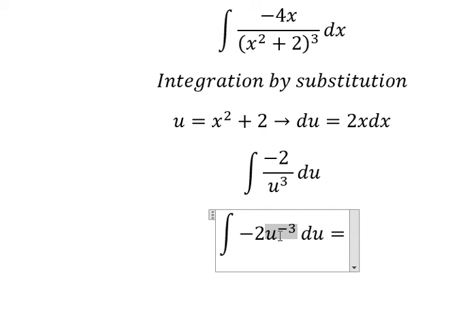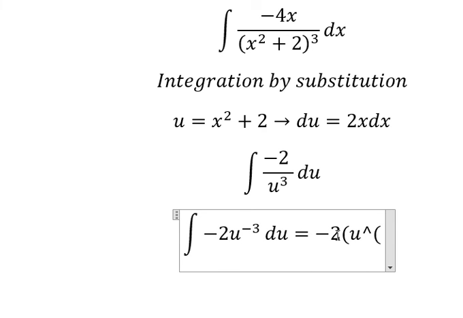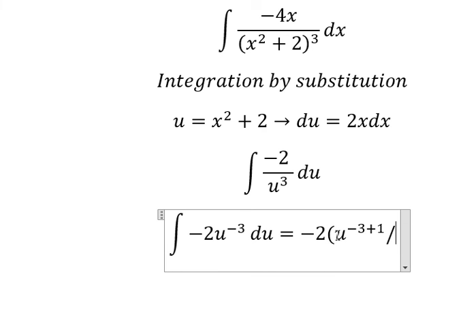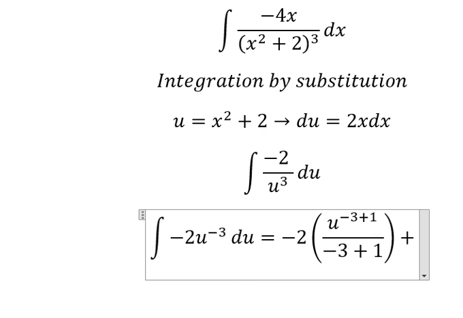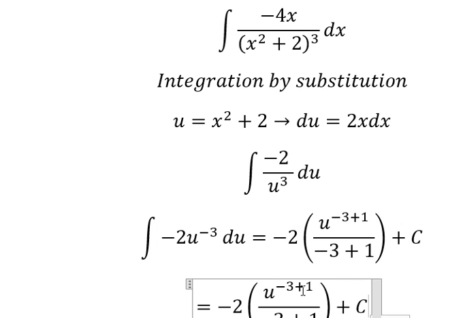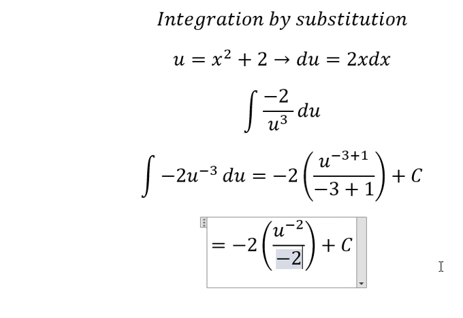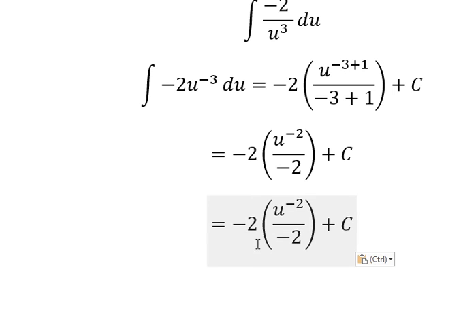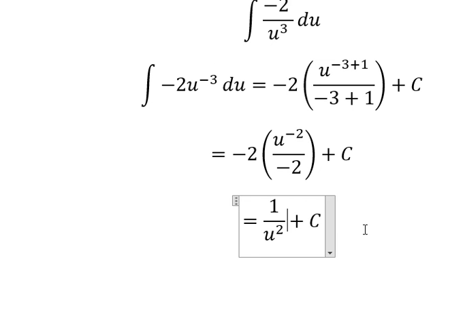The integration of this one, we have u to the power of negative 3 plus 1 over negative 3 plus 1, and then we put plus c. So this one is negative 2 over negative 2. So we need to simplify negative 2 over negative 2, and we have 1 over u to the power of 2.